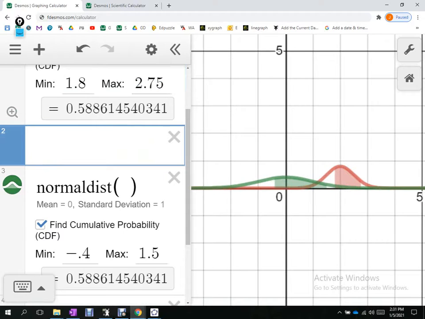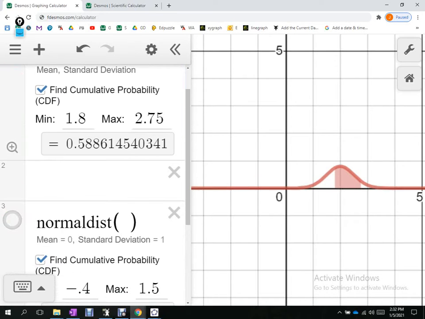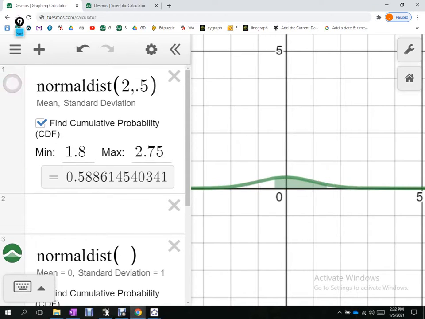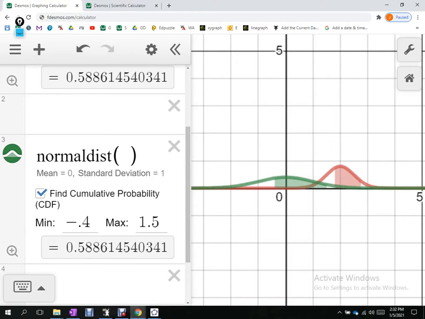And when I find that area, this green shaded area, is that still 0.5886, right? Okay, so hopefully that's proving to you, again, what we said earlier, that red shaded area right there is the exact same thing as that green shaded area. Okay, or the exact same amount. Is it okay with everybody?